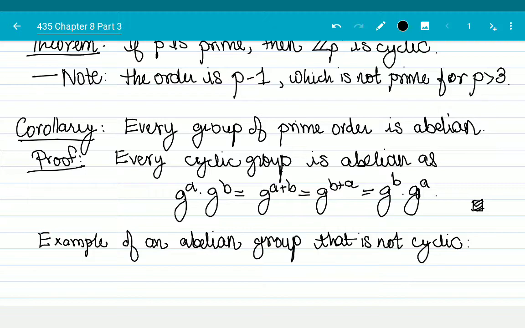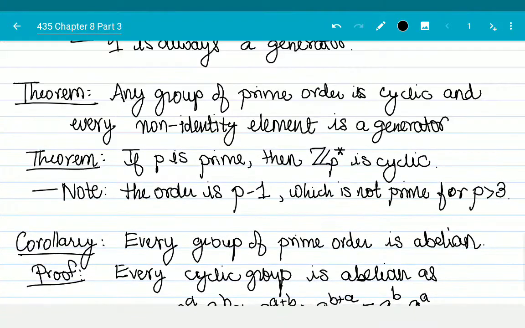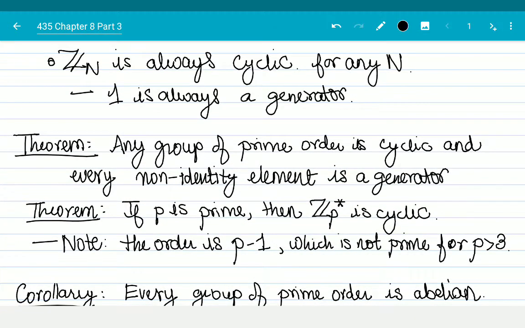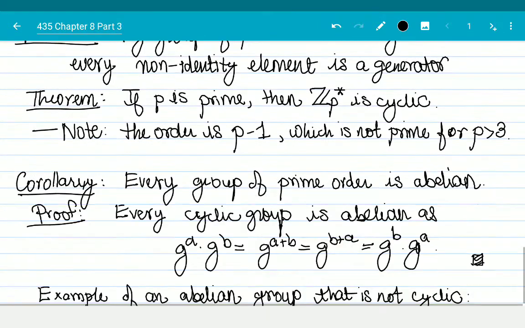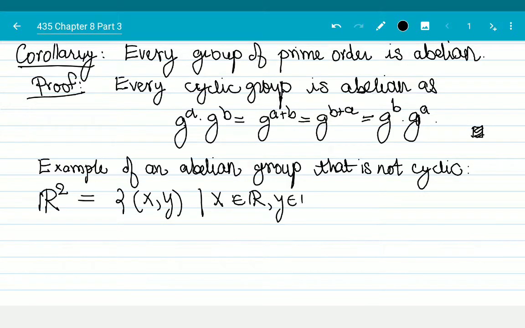All the examples Zn are all cyclic, right? That is, my previous theorem says that every Zn is cyclic. So I can't find an example there. But let us look at R2, which is the set of all numbers x, y, such that x belongs to R, y belongs to R. Okay, the real plane.